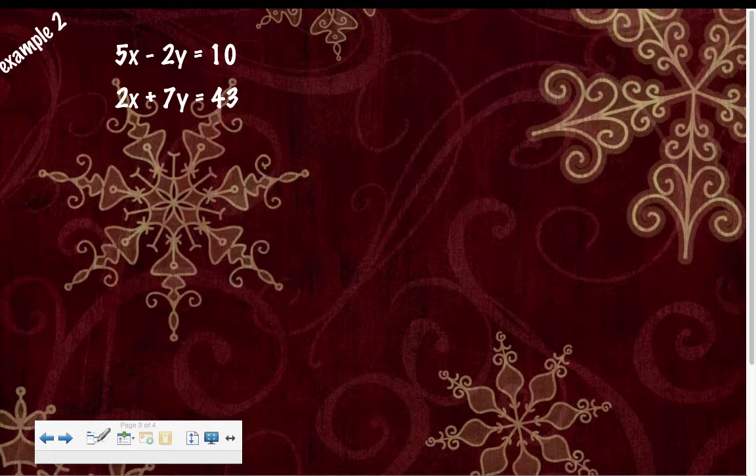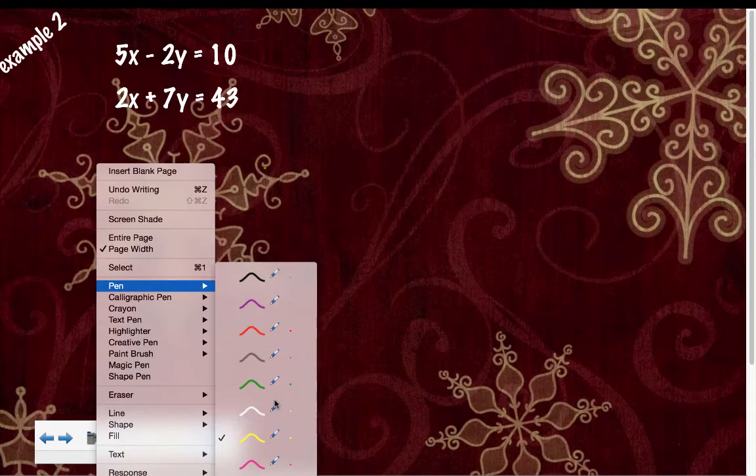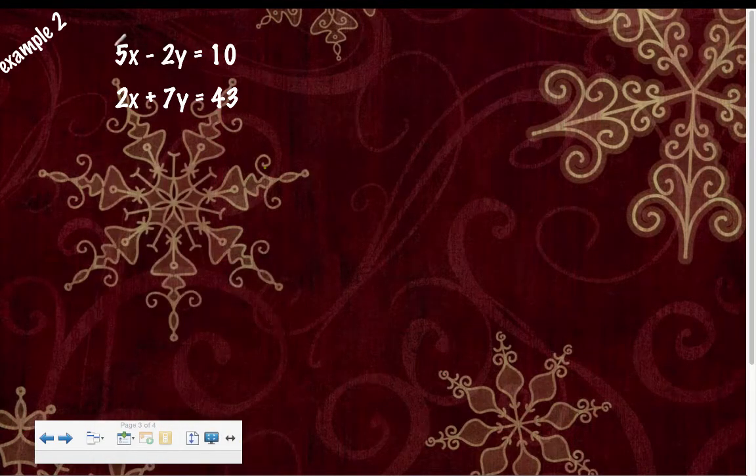Okay, example 2 here. You can look back now, and again, we want to use the elimination method. Pick your favorite variable. Do you want to pick x or do you want to pick y? It doesn't matter. I'm going to pick x.